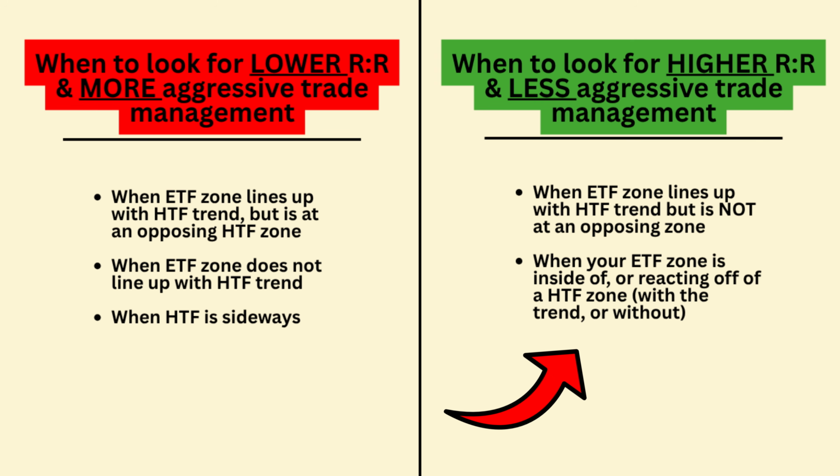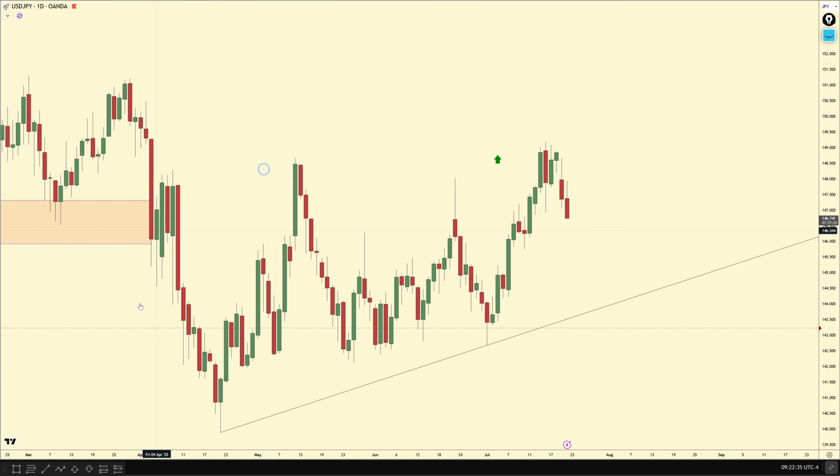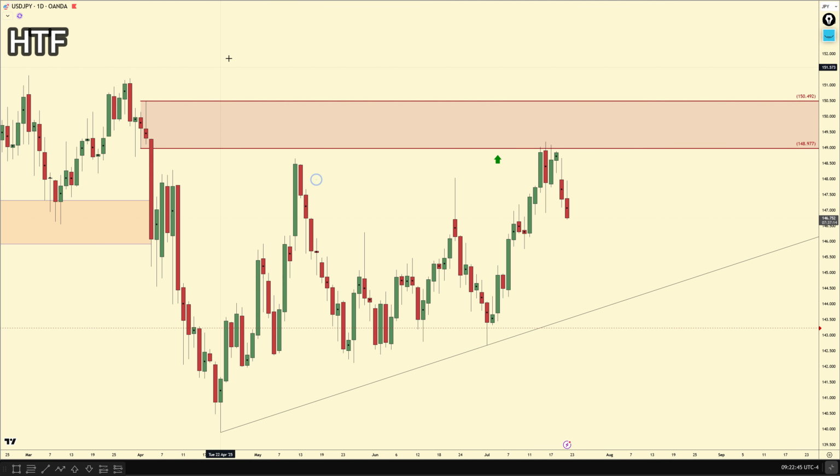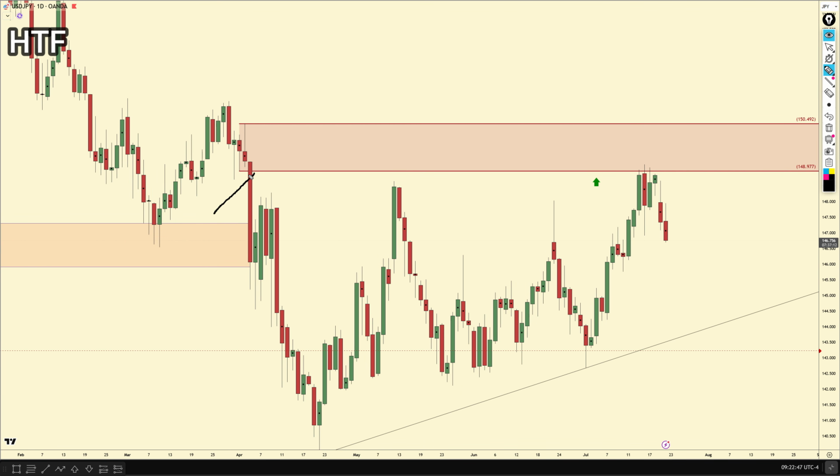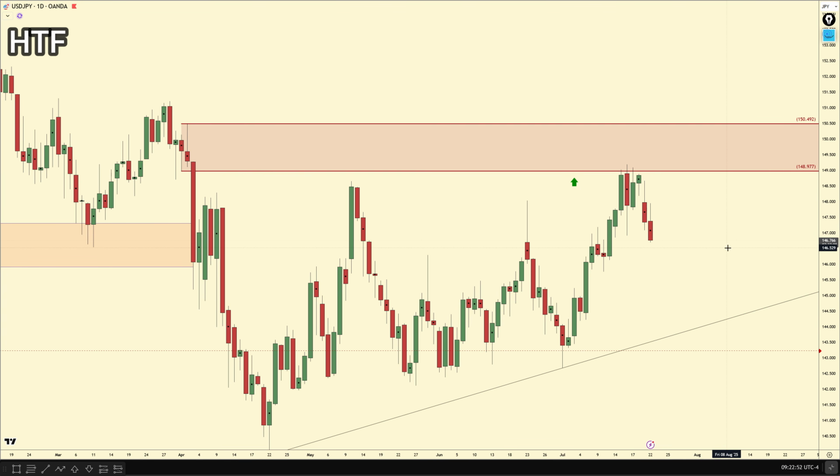This is when our entry time frame zone is inside of or reacting off of a higher time frame zone. So going back to this example, you guys know the last example we talked about, we deleted or ignored this supply that was actually there. So let's go ahead and draw this supply zone again. That supply zone is there, and remember, this is a supply zone because it removed an opposing demand zone. That is why that is a supply zone, just a reminder.